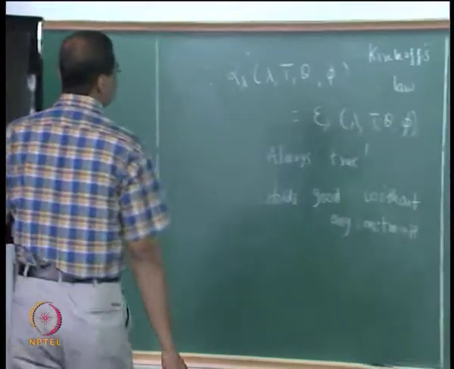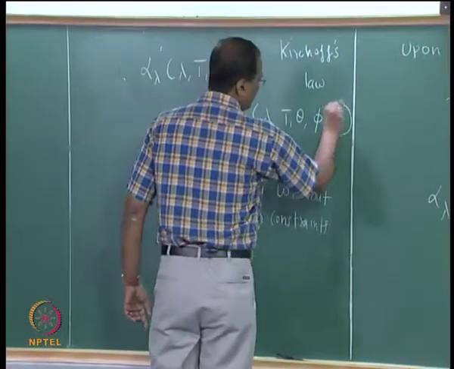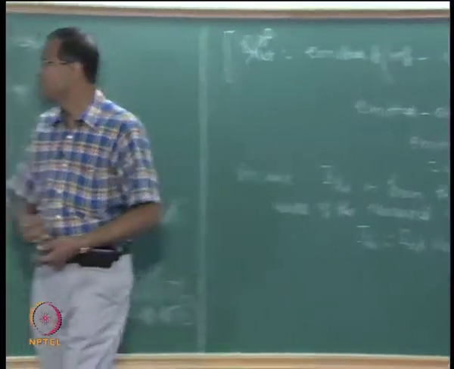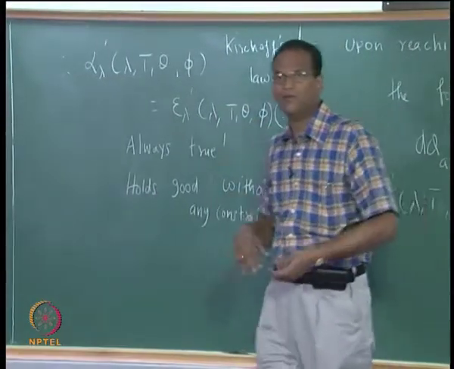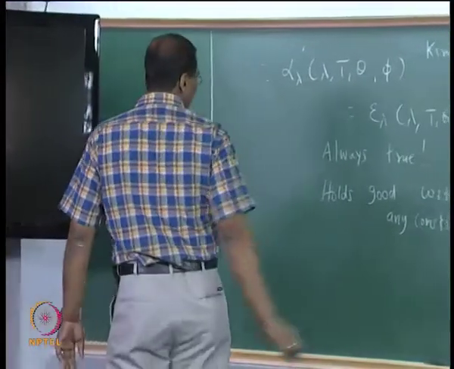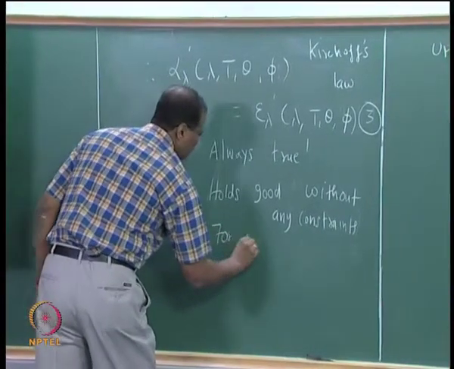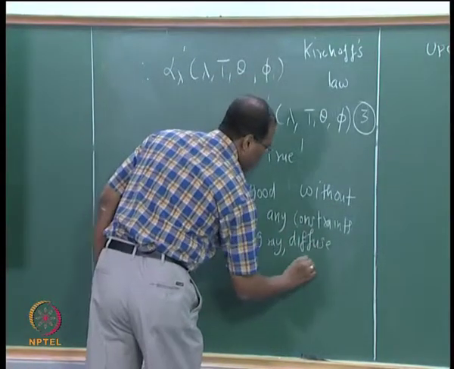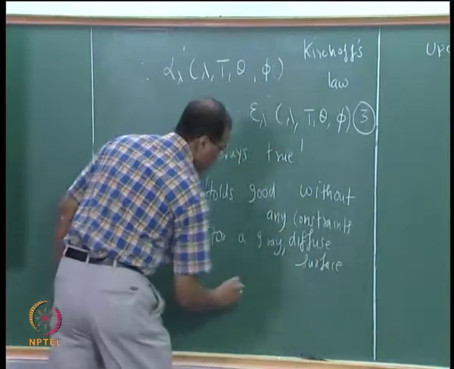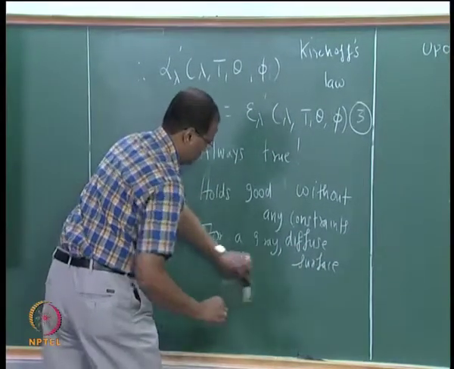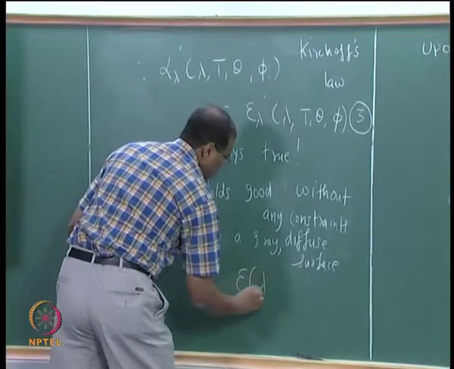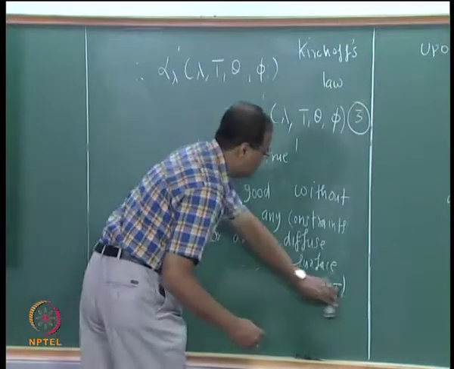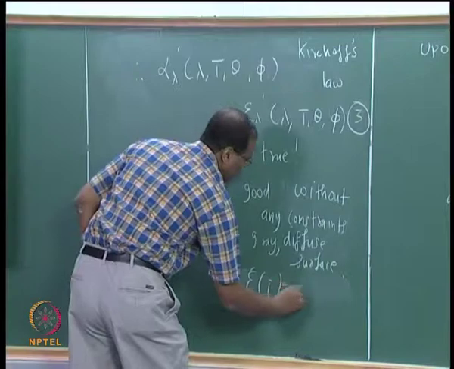So now you can complete the exercise by saying, if some people do not want to cancel here, you can put this as equation number 3, put this as equation number 4 if you feel that will make you understand better, right. For a grey diffuse surface, epsilon of t is equal to alpha of t, right. Did you write like this?